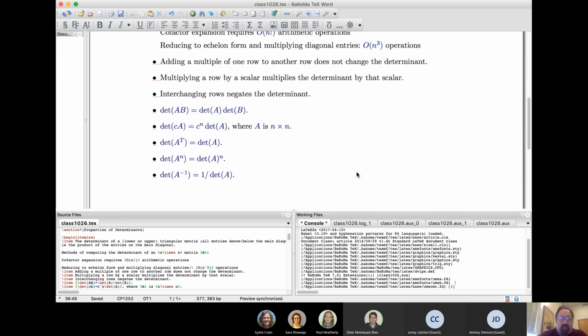Then we also have several formulas that can help computing certain determinants. For example, if you have a determinant of a product, then you can take the determinant of the two matrices being multiplied individually and then just multiply them.